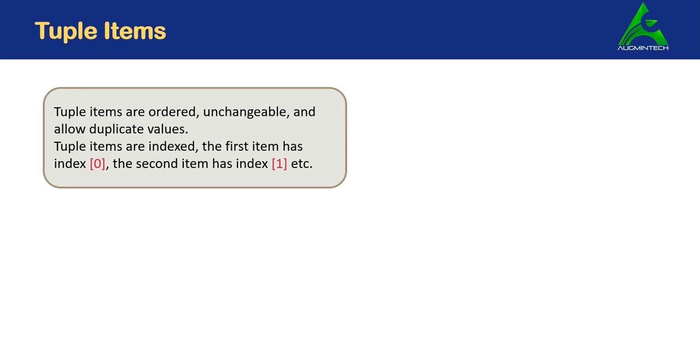Now let's see what tuple items are. Tuple items are ordered, unchangeable, and allow duplicate values, meaning one element can be repeated any number of times in a tuple. Tuple elements are indexed. The first element has index position 0, the second element has index position 1, and so on.